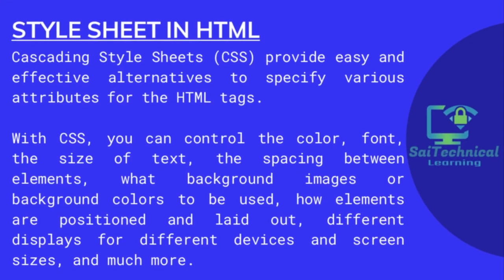Next one, that is style sheet in HTML. Cascading style sheets provide easy and effective alternatives to specify various attributes for the HTML tags. With the help of CSS you can control the color, font, the size of text, the spacing between the elements, what background images or background colors to be used, how elements are positioned and laid out, different displays for different devices and screen sizes, and much more.